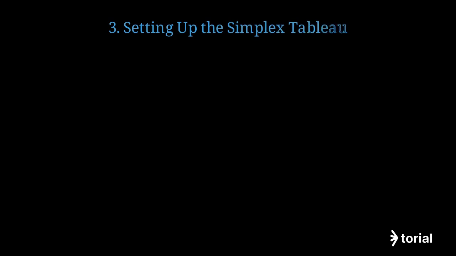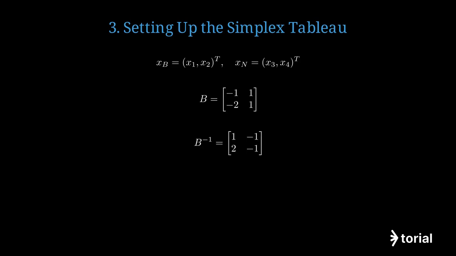After 2 iterations of the simplex method, we reach a critical point. The basis contains x1 and x2, while the non-basic variables are x3 and x4. The basis matrix B has these coefficients, and its inverse B inverse is this matrix. The current basic feasible solution has x1 equals 1 and x2 equals 3.